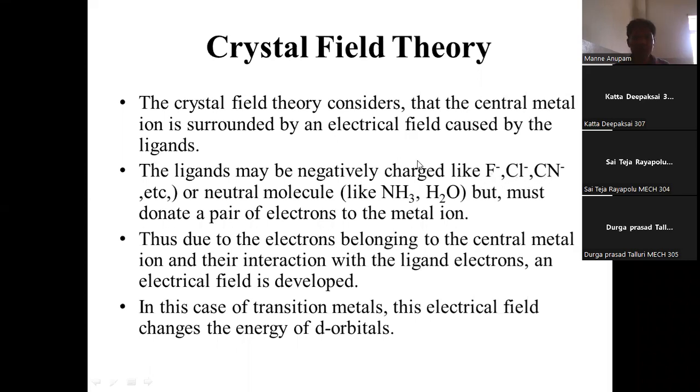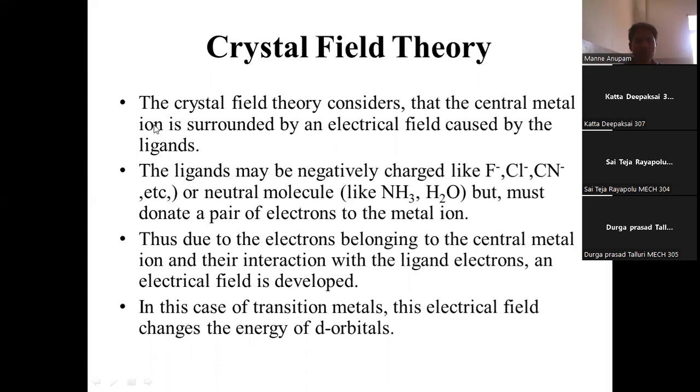Okay, the various atoms are neutral molecules. Negatively charged ions or neutral molecules are there. The neutral molecules are NH3 and H2O, but they must donate a pair of electrons to the metal ion. Nitrogen has a lone pair of electrons, and oxygen has a lone pair of electrons in H2O, so they will donate the lone pair of electrons to the metal ion.